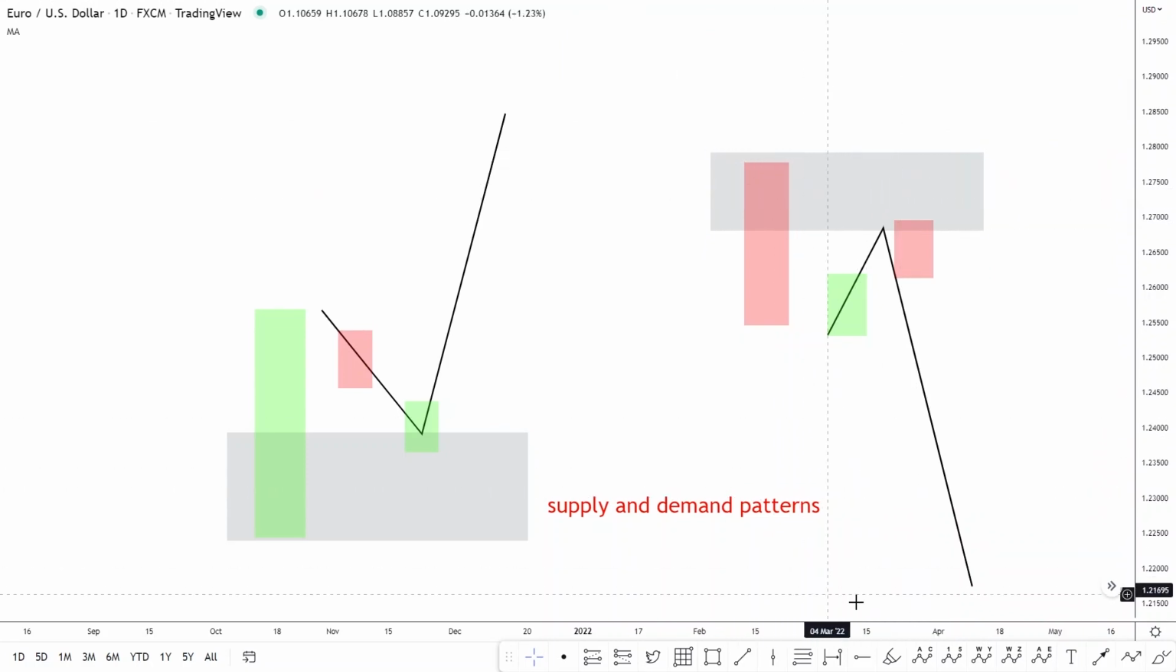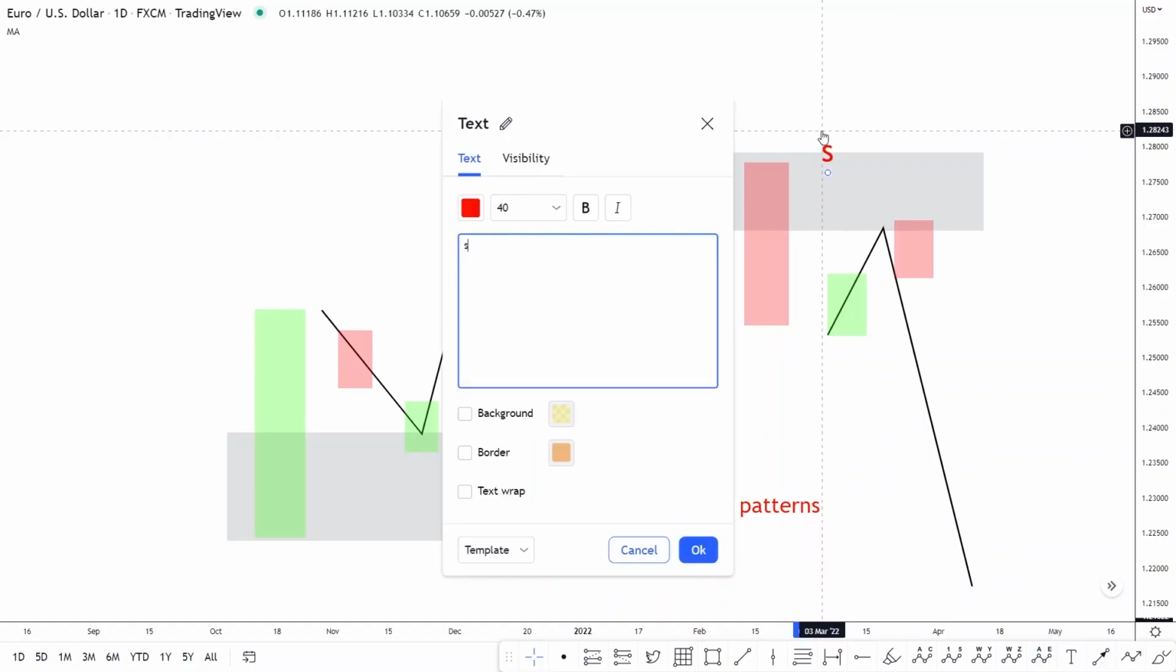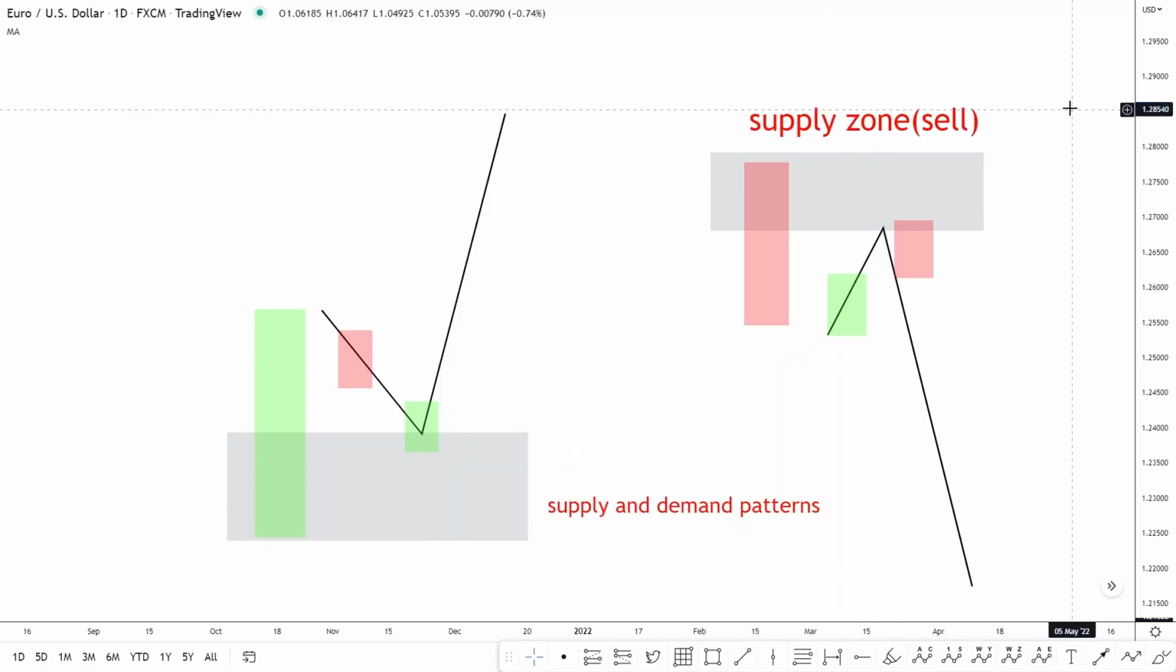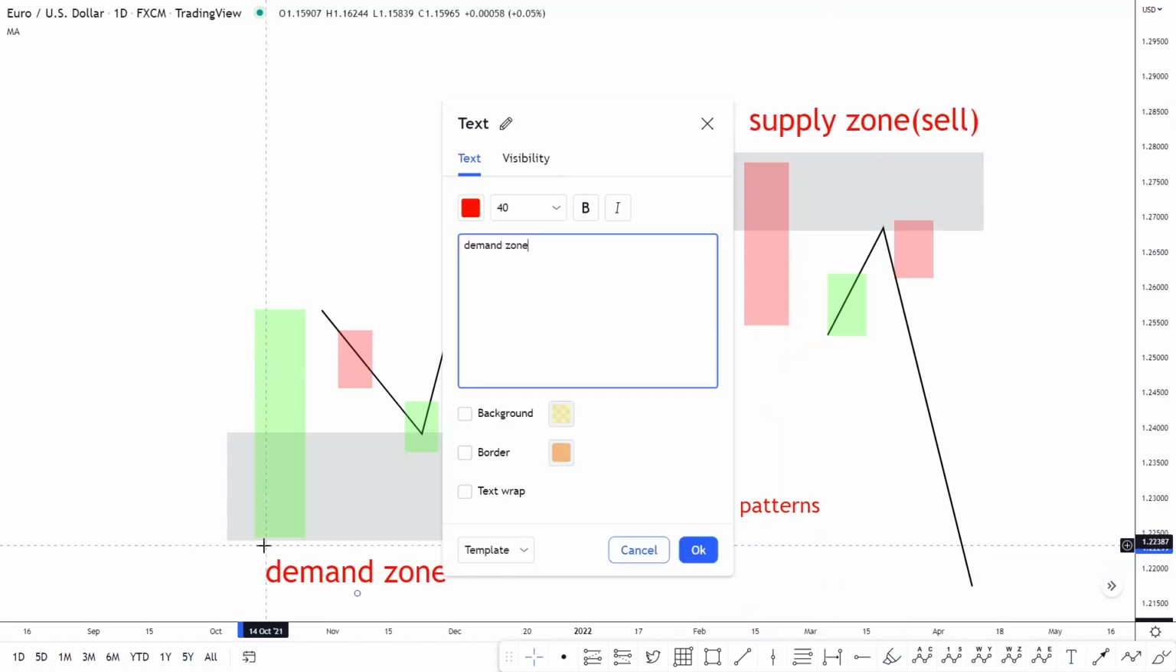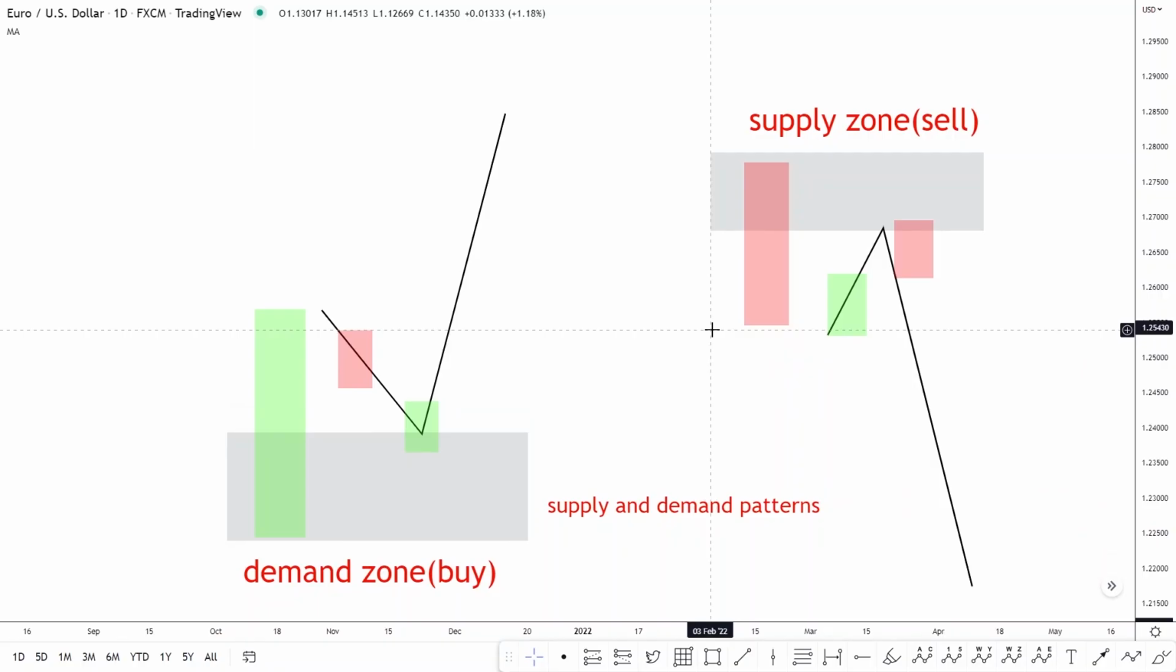Let me just do it for you guys, for those who are still new. This one is our supply zone. On supply we sell, and on the demand zone we buy. From here, I want you to understand some rules that we need to follow before we can use this.